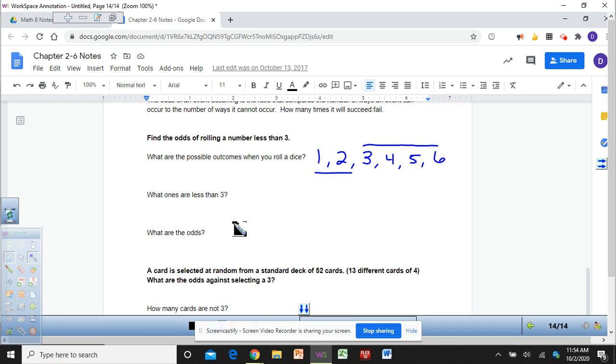We want less than 3. So that means 2 that we want, and then you do a ratio. So we're going to put a colon to the 4 we don't want. And then we're going to simplify that just like we simplify a fraction. What goes into 2 and 4? So this would be 1 to 2. So the odds are 1 to 2 that you roll a 3 or less.